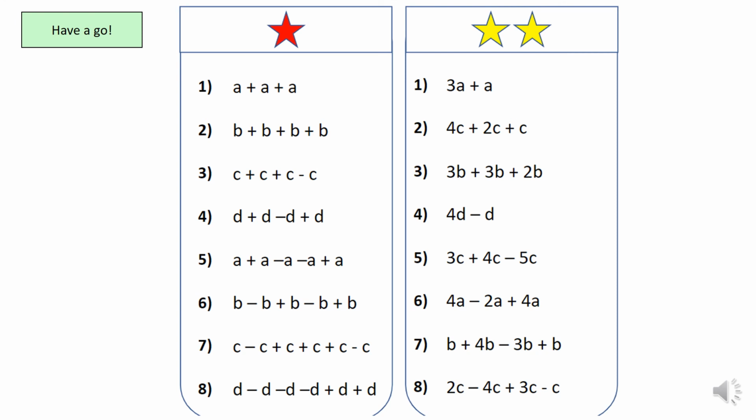Okay? So now that you've had a bit of practice, I want you to have a go at these questions. Now remember, once again, when there's no number in front, it just means 1 lot. So with this A add A add A, it's just 1 lot of A add 1 lot of A add 1 lot of A. Alright, so have a go, and then once you're done, upload your work onto Class Charts.